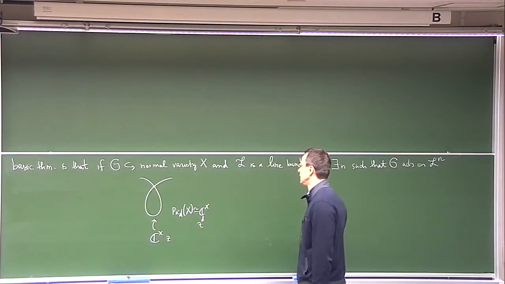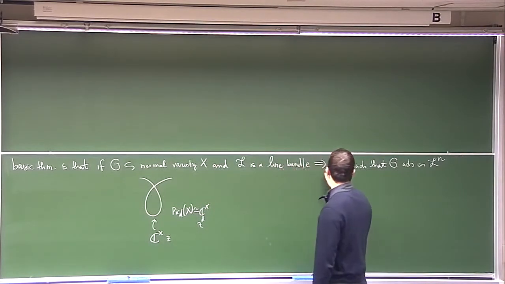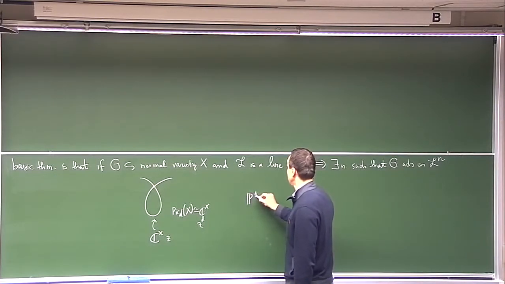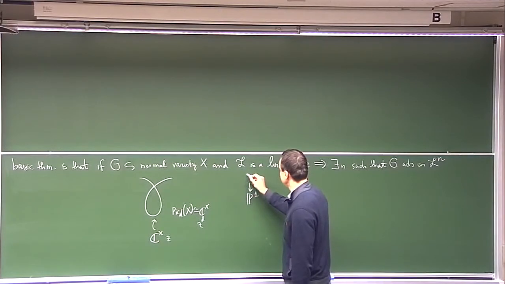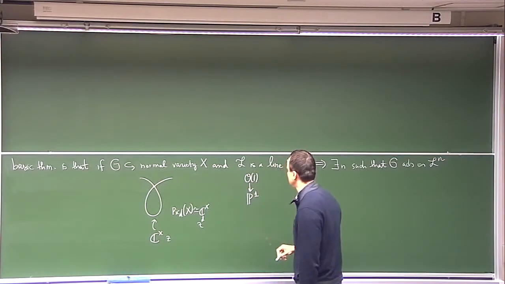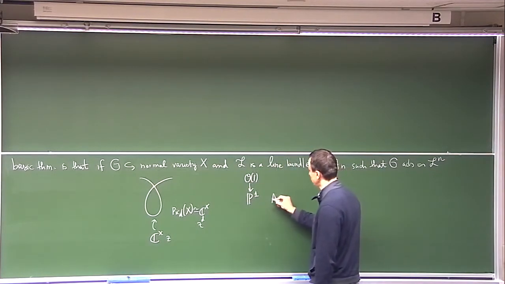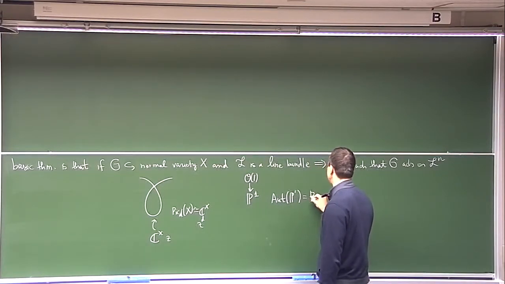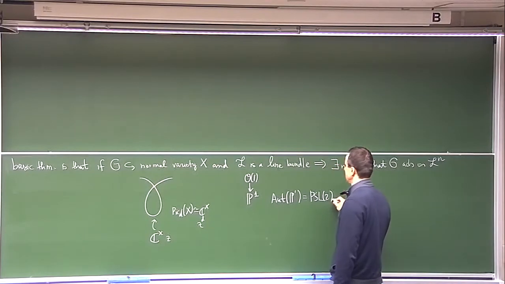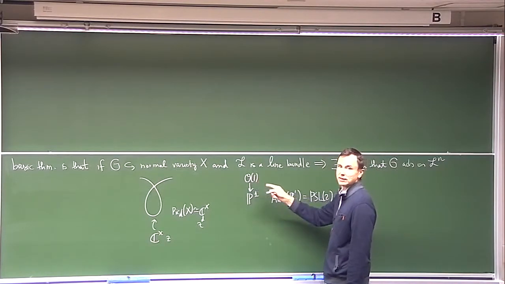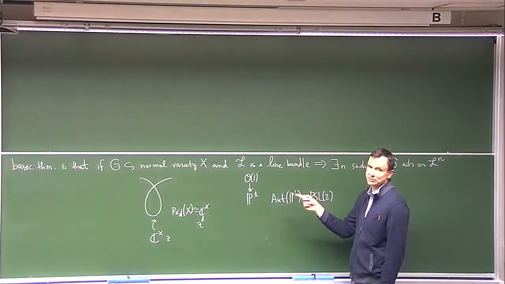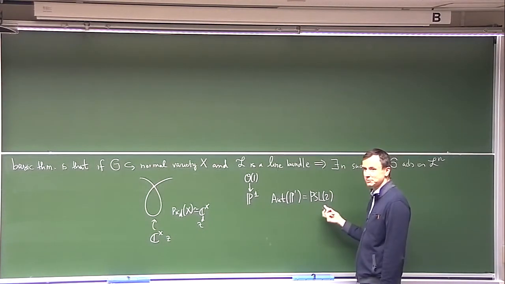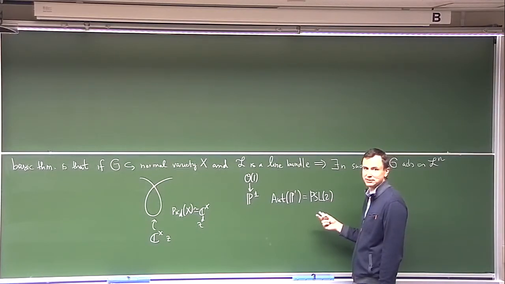And then why do I have to take powers? Well, because for example, if I take P1 and I take the very basic line bundle O of 1 on this, then the group of automorphisms of P1, which is PSL2, doesn't act on O of 1, because the global sections of O of 1 form a two-dimensional space, and there is no two-dimensional non-trivial representation of this group.